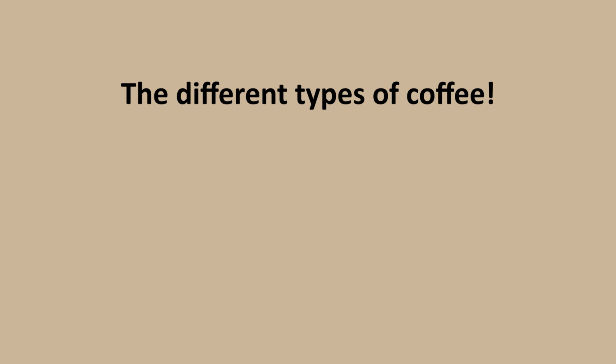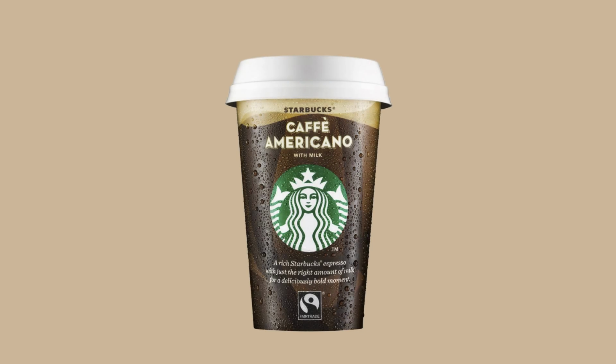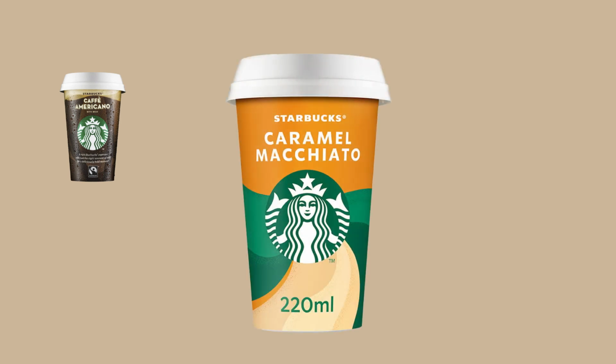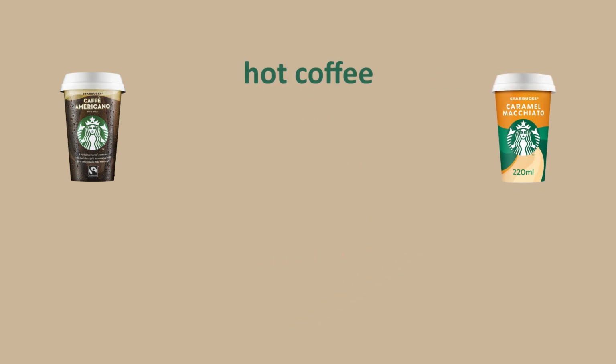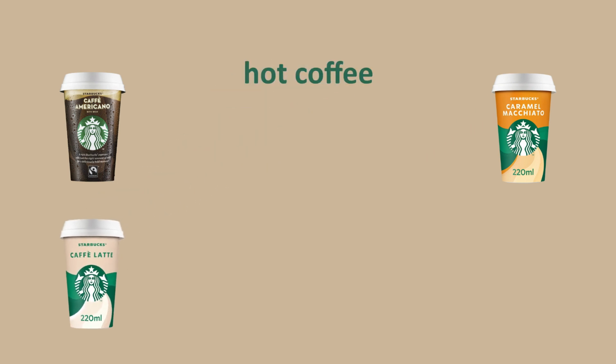There are two types of coffee. There is hot coffee and cold coffee. Here are some hot coffees. Americano. An Americano is 2 shots of espresso with hot water. Macchiato. A macchiato is a shot of espresso with a little bit of foam milk. Latte. A latte is espresso, steamed milk, and a little bit of foam milk on top.